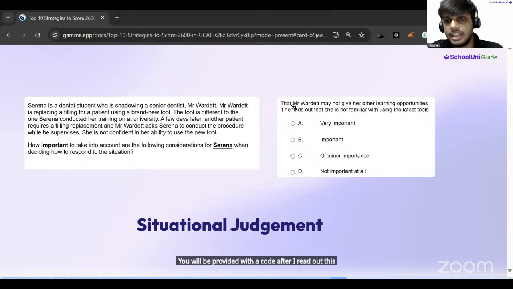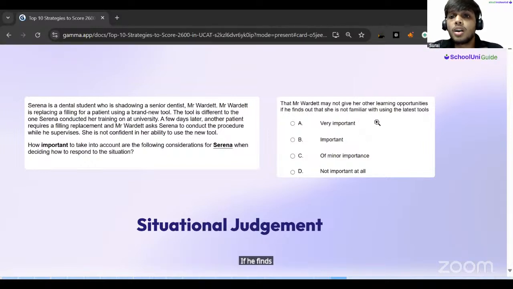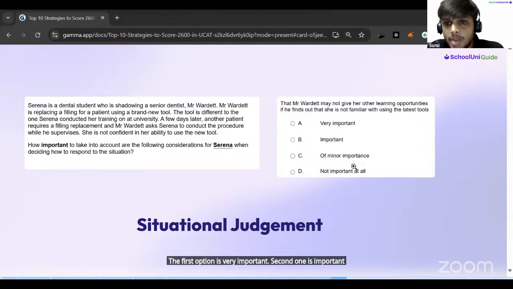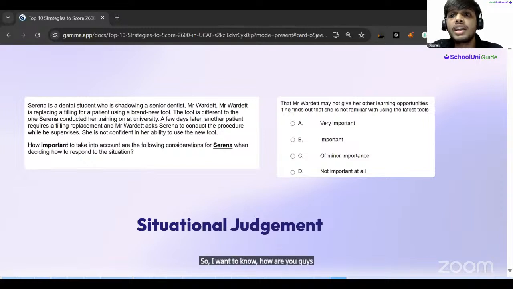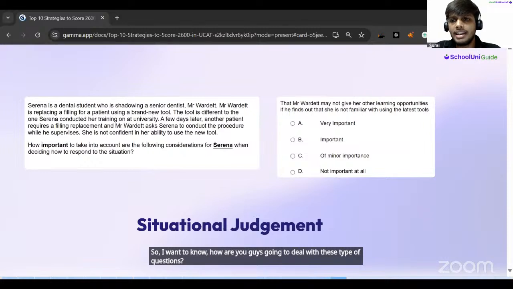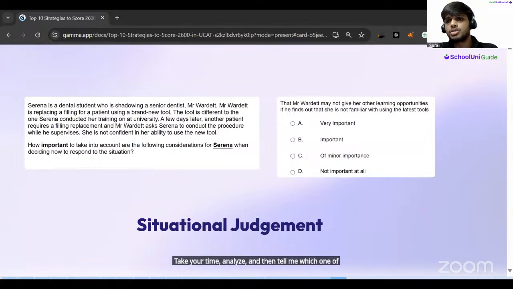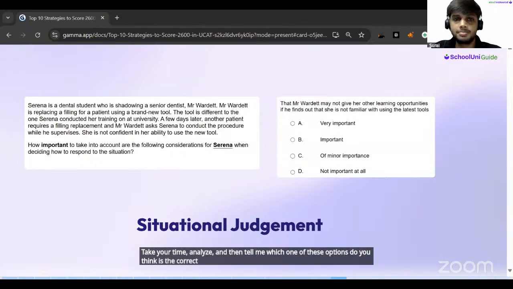The question here says that Mr. Wardet may not give her other learning opportunities if he finds out that she is not familiar with using the latest tools. The first option is very important. Second one is important, of minor importance, and the last one is not important at all. So I want to know, how are you guys going to deal with these type of questions? Take your time, analyze, and then tell me which one of these options do you think is the correct option.